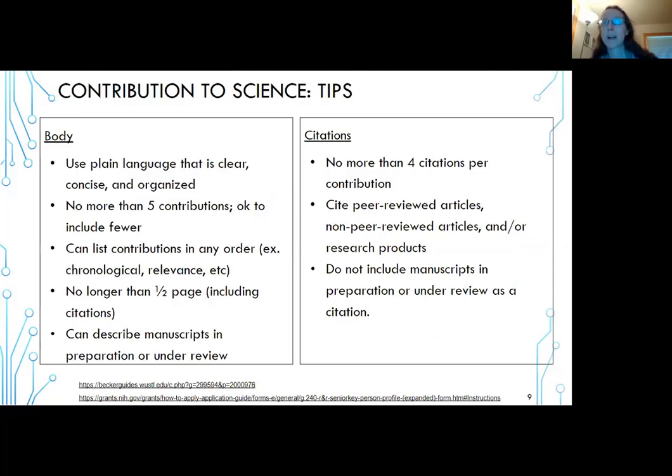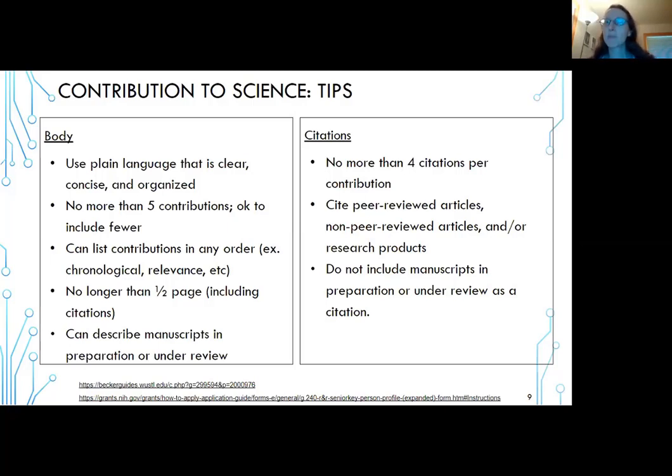As part of the biosketch, one can have up to 5 contributions. It's okay to have fewer, so you could have a biosketch that only has 3 contributions to science, but you can have up to 5. The order in which you list these contributions is up to the person who's creating the biosketch. NIH does not provide specific requirements or guidance on how these contributions are listed. So they could be listed in chronological order, or by relevance. It's up to the creator of the biosketch.